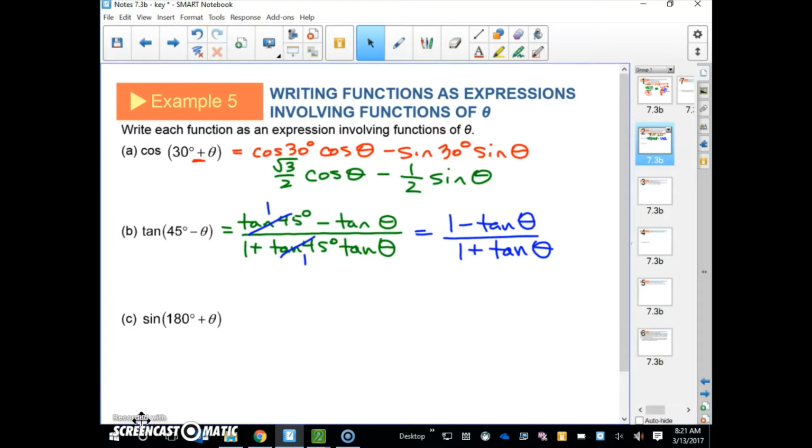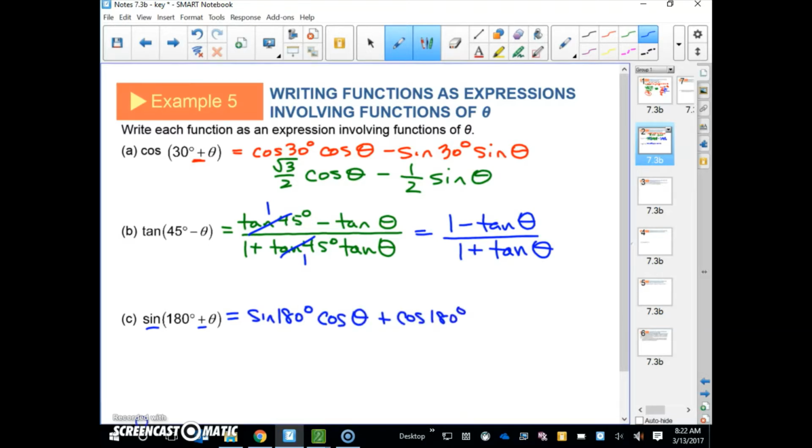So sine of 180 plus theta. Again, your pattern says it's a sine sum. Eventually maybe you have this memorized. What is the sine sum? Sine cosine plus cosine sine. Straight from the formula sheet. That pattern for a sine sum is sine cosine plus cosine sine. And so we've got sine 180 and cosine 180 to evaluate.